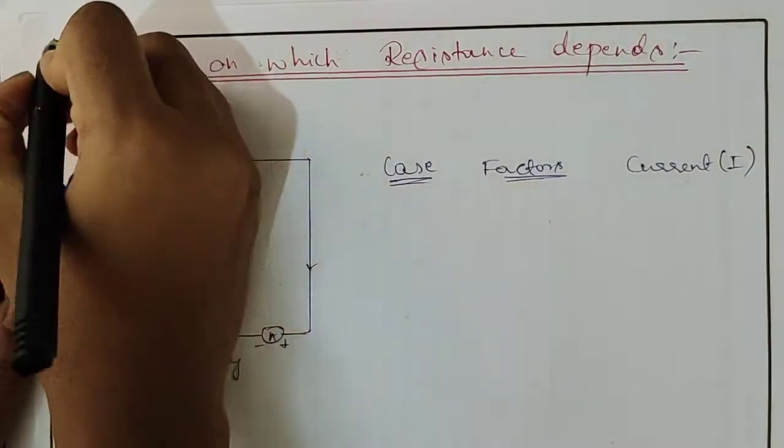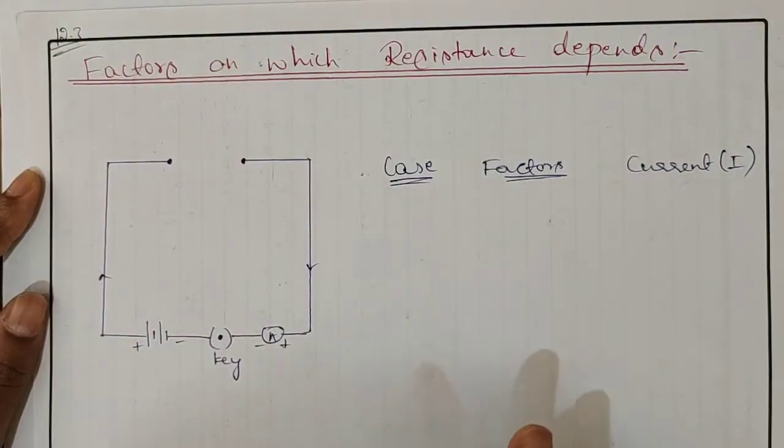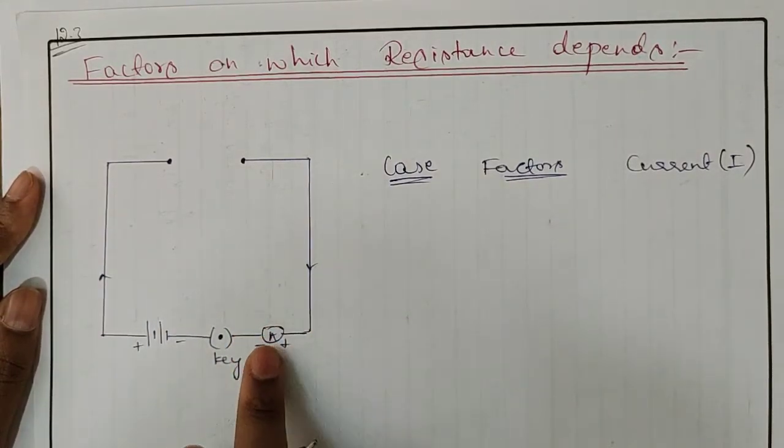Now this is Activity 12.3. I hope everyone read the procedure given in the textbook. Now I'll just directly come to the experiment. See, here we have an electric circuit.